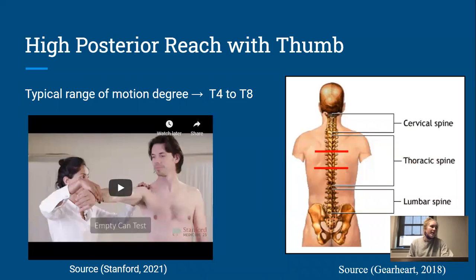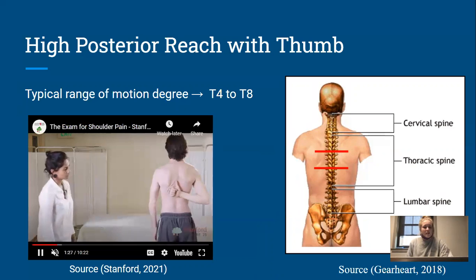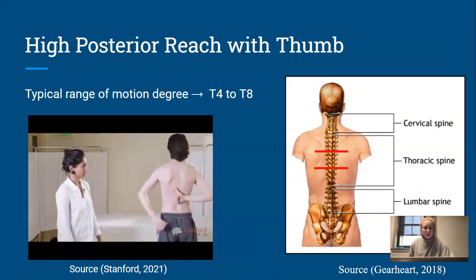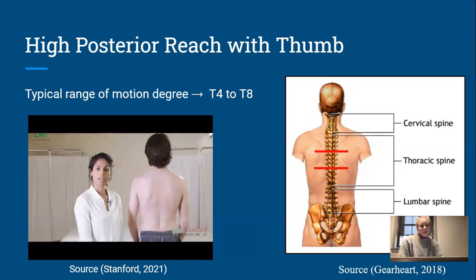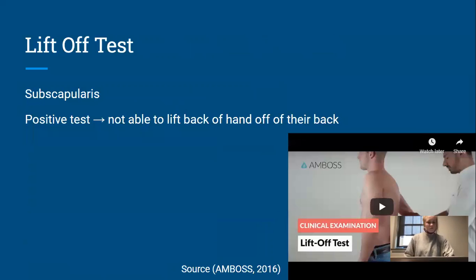Lastly, I'll be talking about the high posterior reach with the thumb. The back of the hand will be placed on the lower back, and the patient is asked to reach as high as they can along the spine to the highest level that they can reach, and it will be marked. So here's a video of that. The typical range of motion is marked on the picture to the right, and the typical range would be between the vertebrae 4 and the thoracic vertebrae 8, as marked by the red lines.